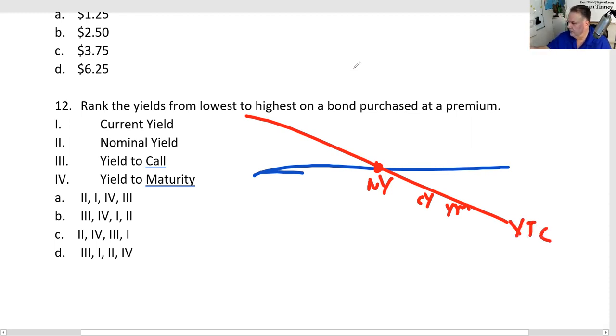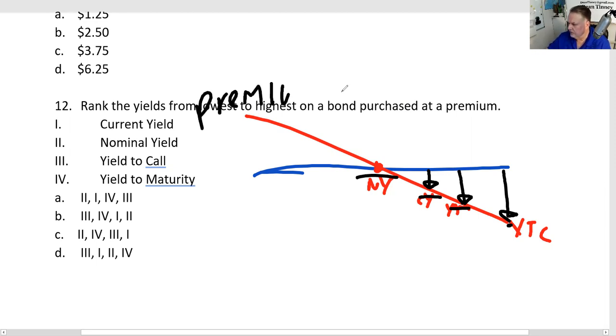And so with the teeter-totter, I love the teeter-totter because it turns aim and shoot or judgment questions into aim and shoot, point and click questions. And whenever I can do that, I'm a big fan. And so it says this is a bond at a premium.